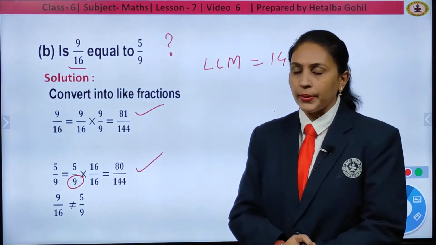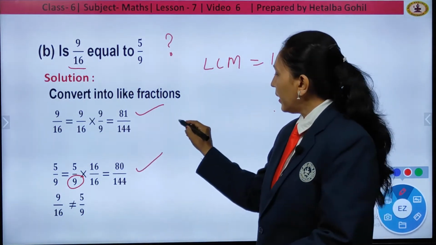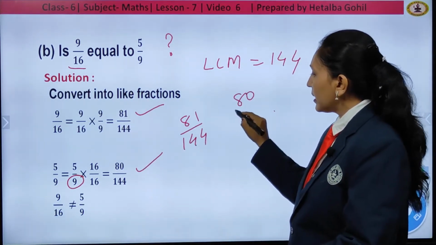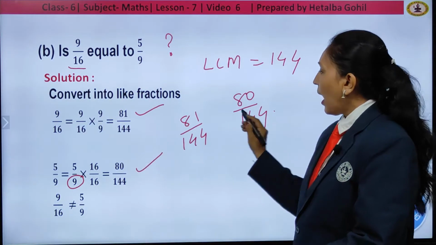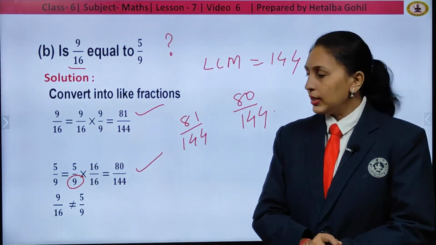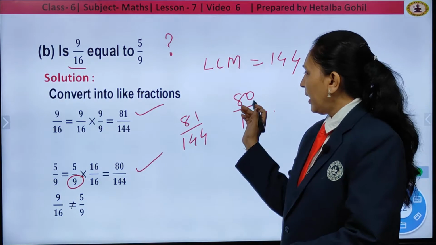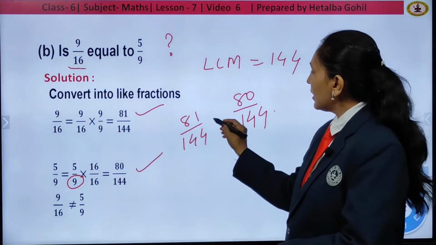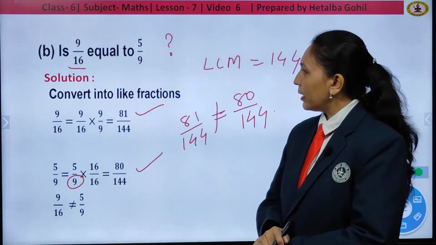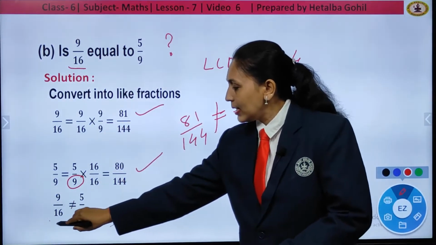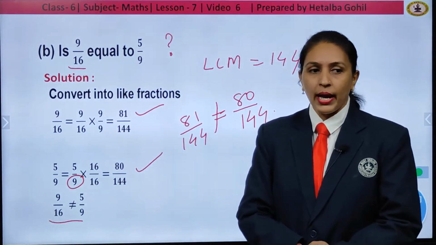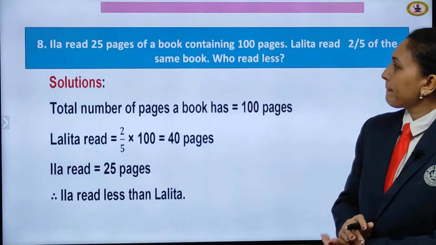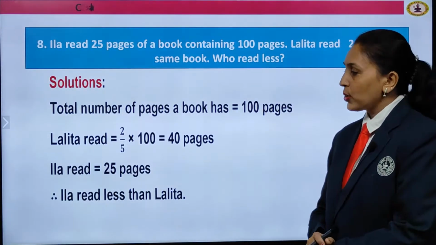This is the fraction. Now let us compare here 81 upon 144 and another we got here is 80 upon 144. Among the two, children, which is greater? 81. 80 is smaller. Now can you call it equal? No. That means these two are not equal. Hence you can say 9 by 16 is not equal to 5 by 9. Now let us read the next question.